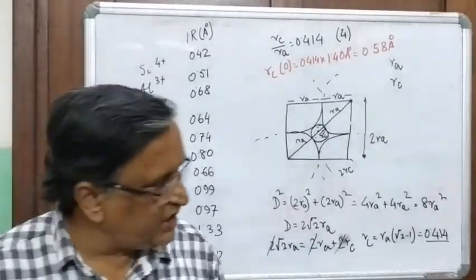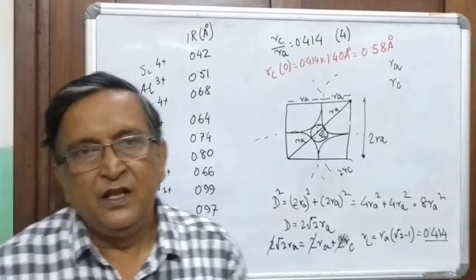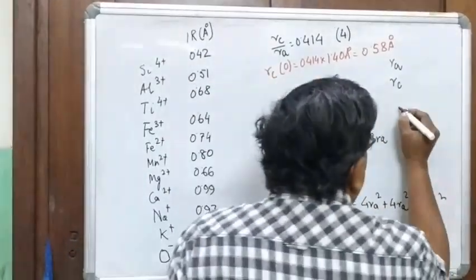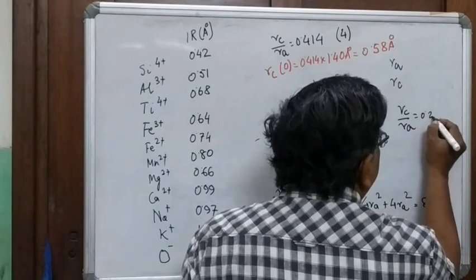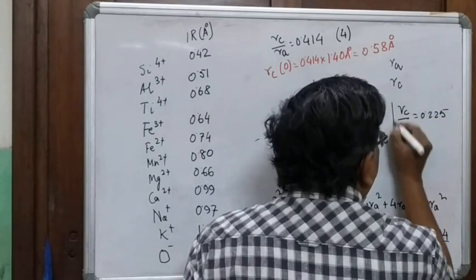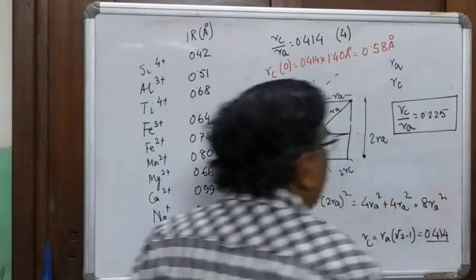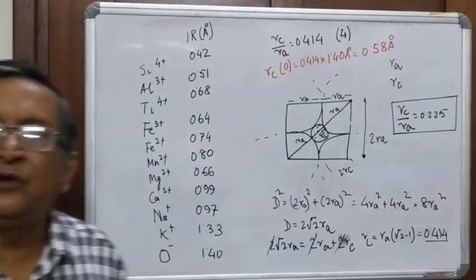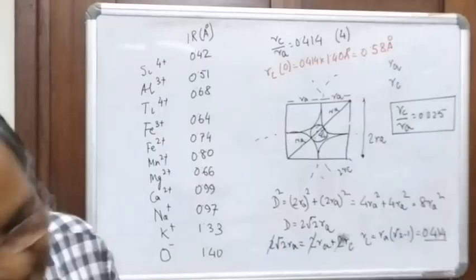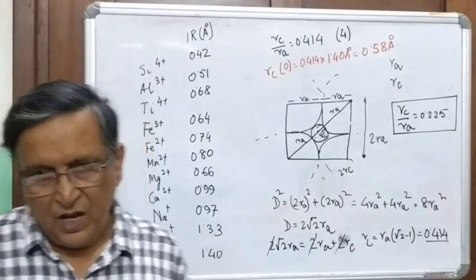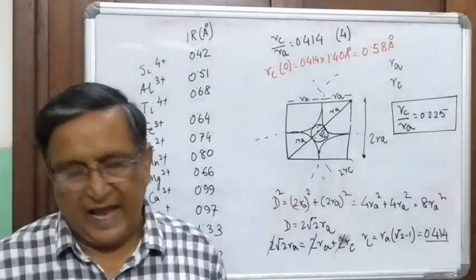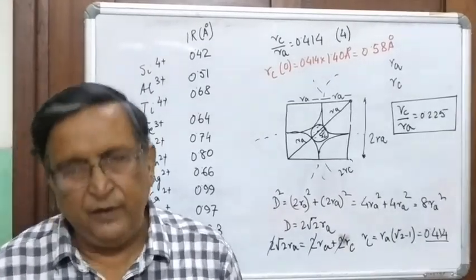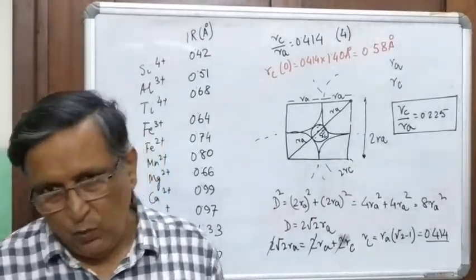And I will not derive it on the board. The RC by RA value will be 0.225. Now, I leave it to you to find the derivation from wherever you can. There are 2 or 3 ways to do it. You can do any one of them.